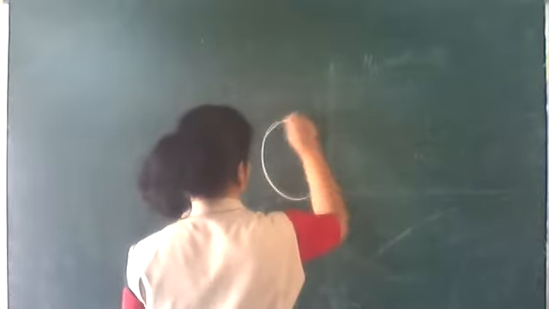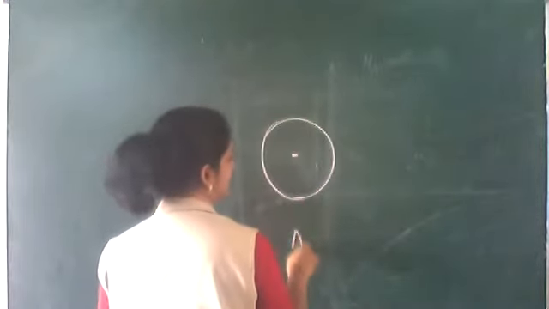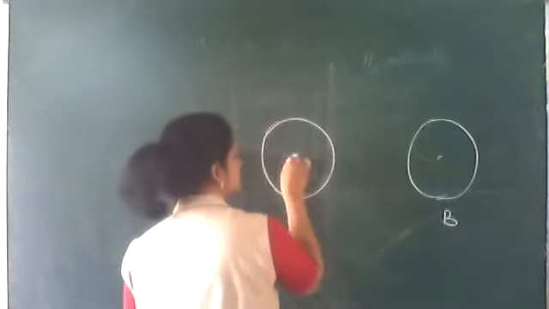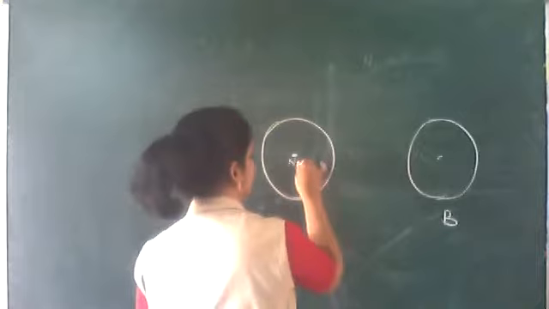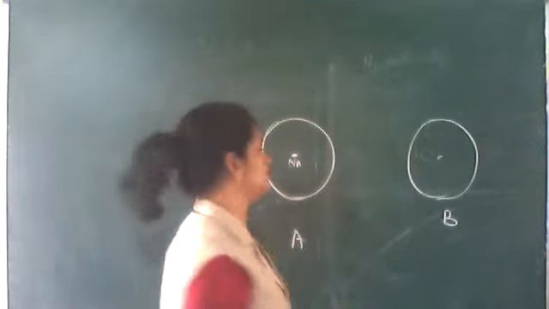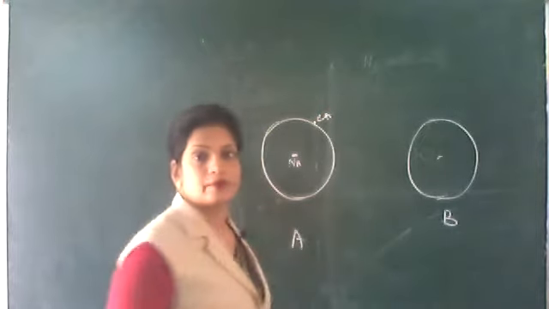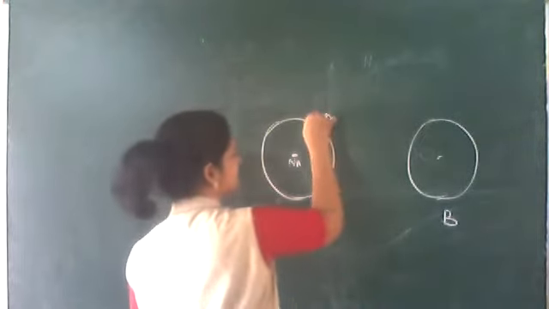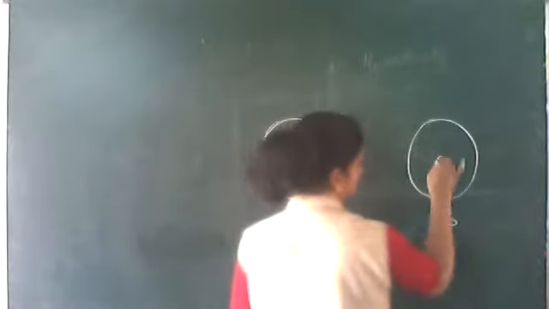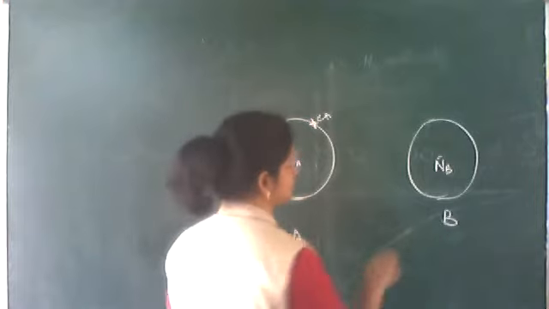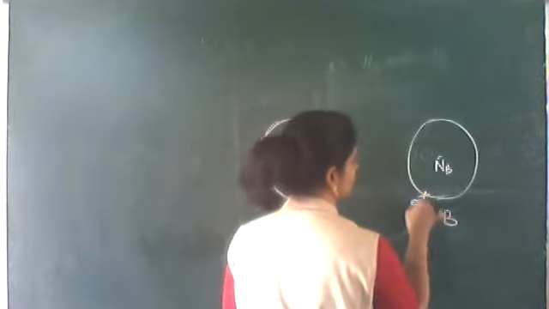You consider two atoms of hydrogen. This is atom A and this is atom B. This is Na, the nucleus of atom A, and this is the electron of atom A, Ea. That is Nb, the nucleus of atom B, and this is the electron of atom B, Eb.